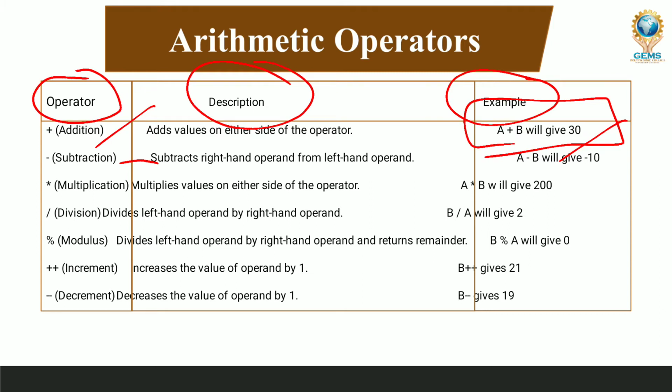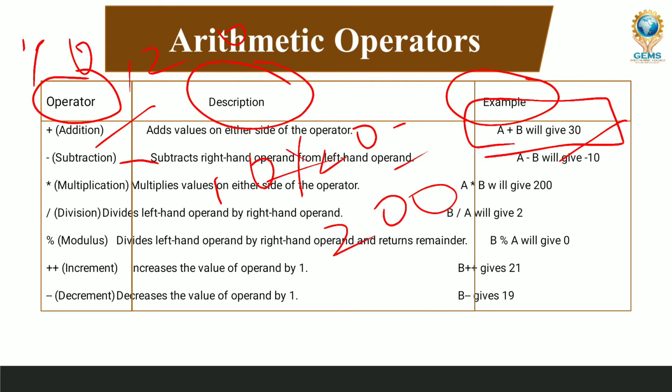Just imagine what the a value is here. A value is 10 and b value is 20. Okay, now a minus b means 10 minus 20, answer is minus 10. Then asterisk. So this is a multiplication operator, multiplies the values. So a star b, a star b means 10 star 20 equal to 200. Already it is given here, 200 is given here.